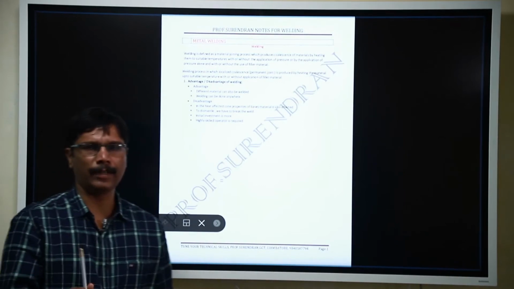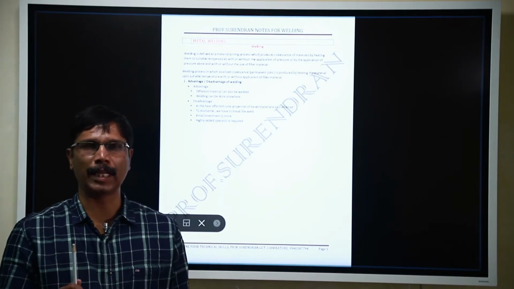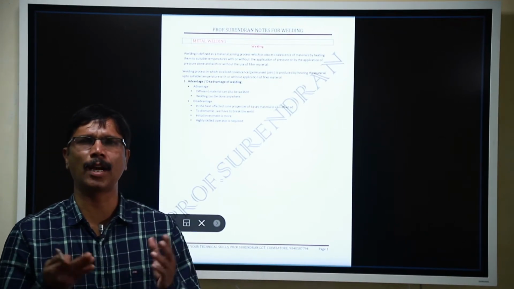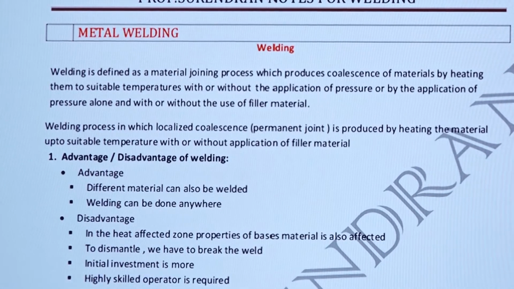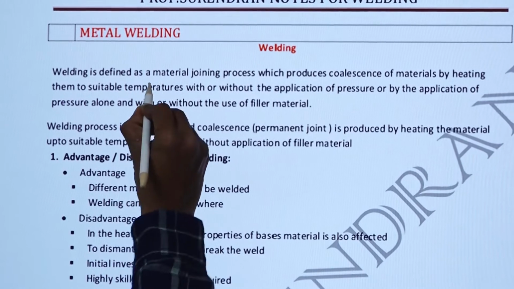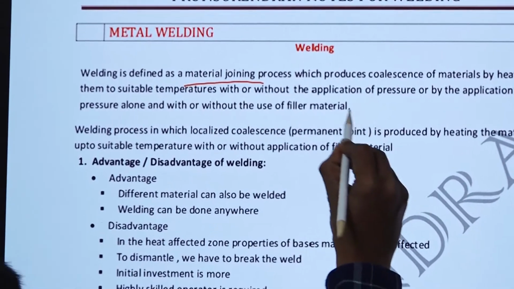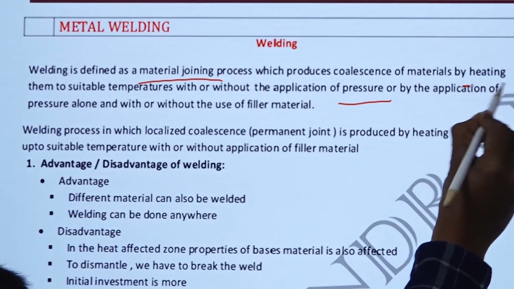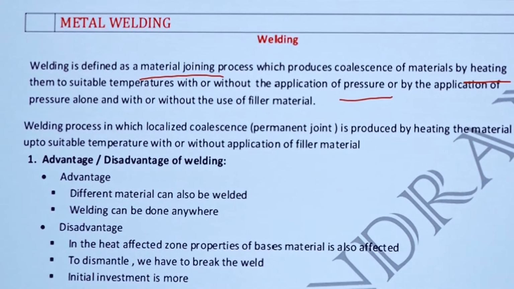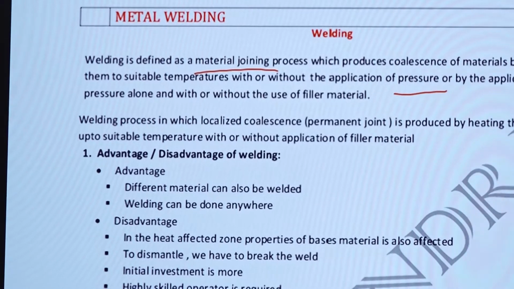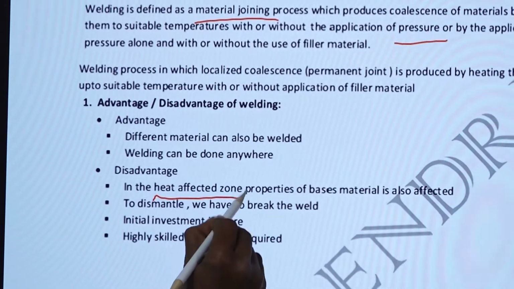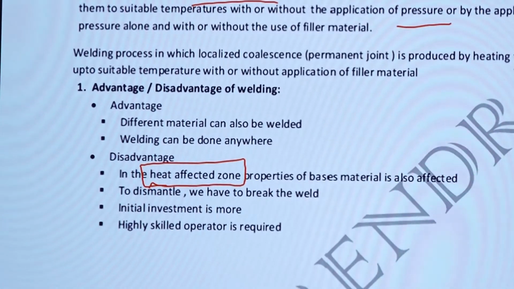Next thing we are going to see is welding. Welding is a metal joining process in which two similar or dissimilar metals can be joined with the help of heat or pressure or both. So it is a material joining process. In advantage, different materials can also be welded. Welding can be done anywhere. In disadvantage, heat affected zone. This is the main thing we have to concentrate on in welding.